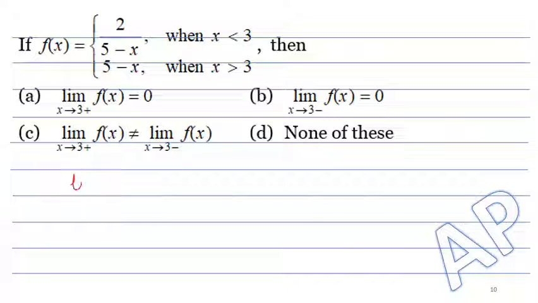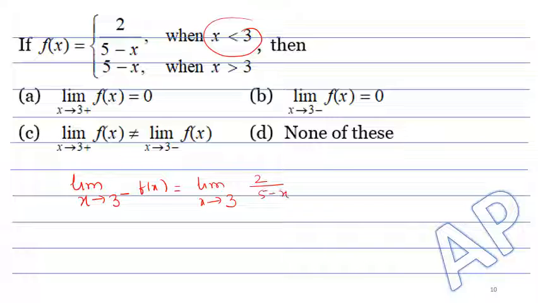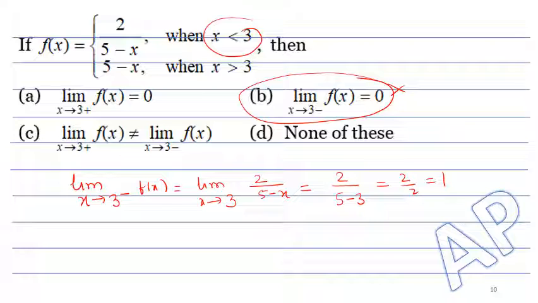First let me find the limit as x tends to 3 minus of f of x, which is nothing but the limit as x tends to 3, where x is less than 3, so let me write 2 by (5 minus x). When you put x equals 3 here, that is when you apply the limit, you will get 5 minus 3 here, which is 2 by 2, which is equal to 1. So limit as x tends to 3 minus is equal to 0 is wrong here. Option B is not the correct answer, because as x approaches 3 minus, the value is 1 here.